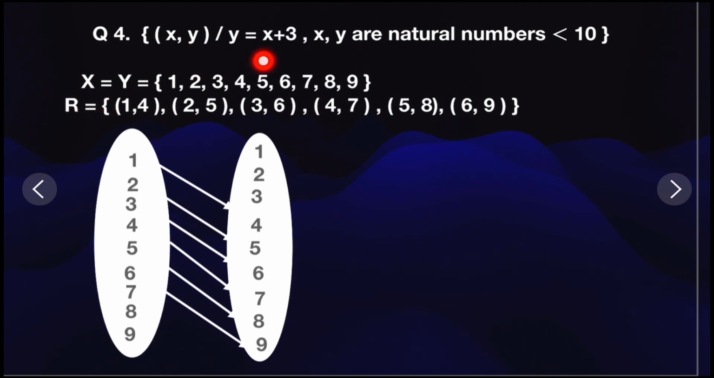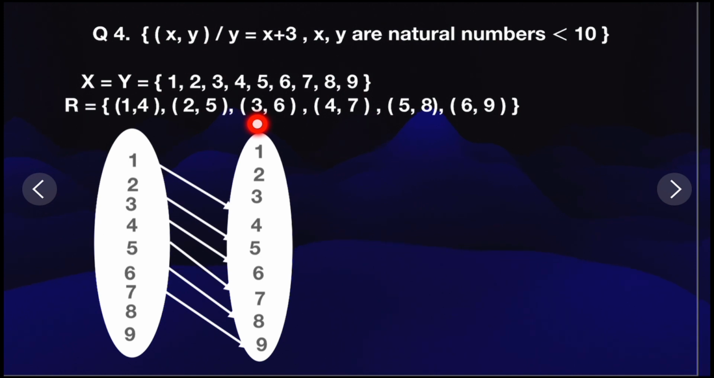Okay. This is defined by this, that y should be x plus 3. So whatever is the value of x, you have to add 3 to it and you will get the value of y. So let's start. Put 1. X is equal to 1. The value of y will be 4. So 1 and 4. Similarly, if you put 2, your y will be 5.